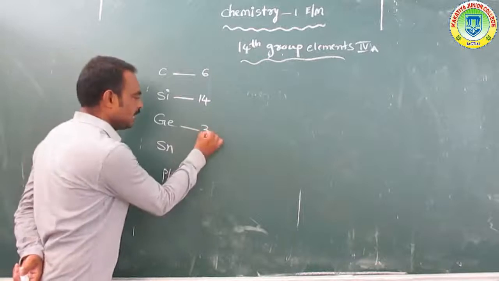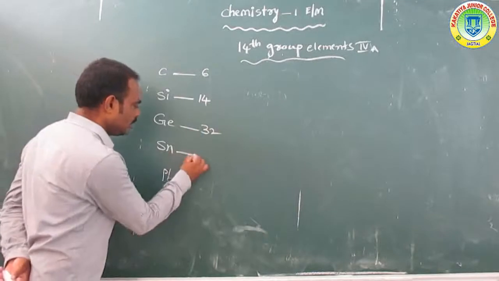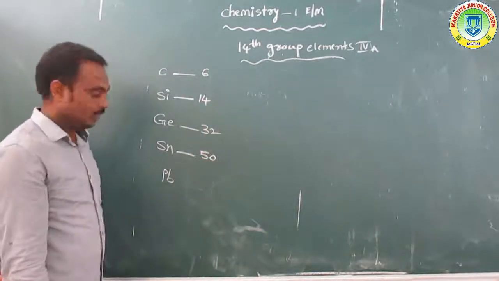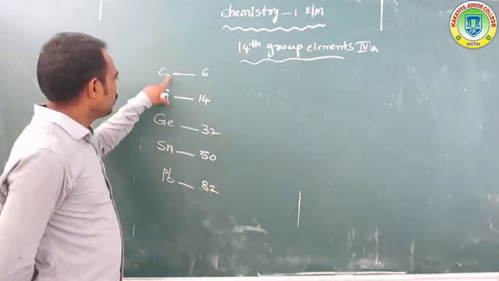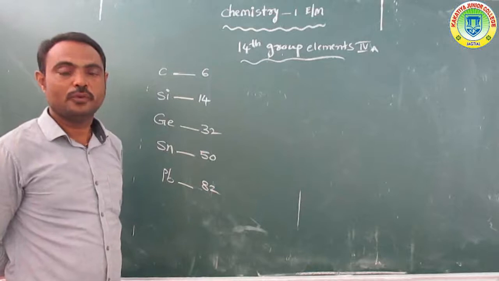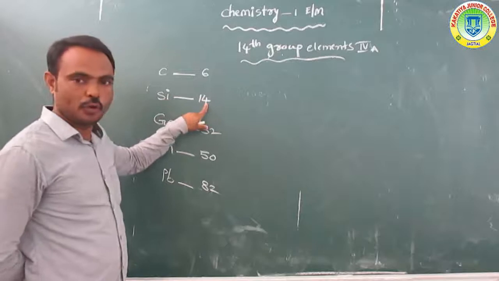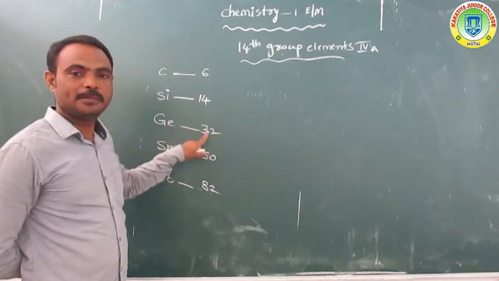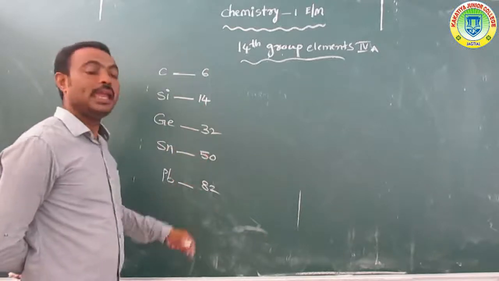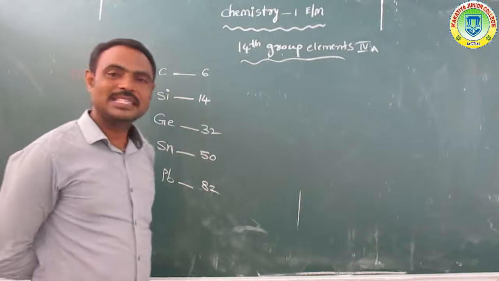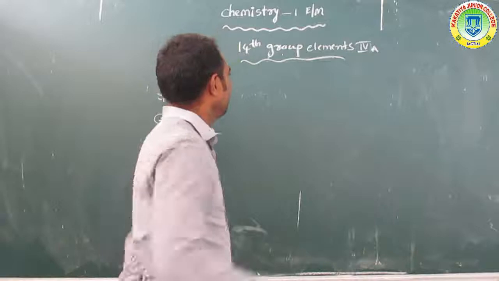Next, germanium 32. Tin 50. Lead 82. These are all atomic numbers of 4th A group elements: carbon 6, silicon 14, germanium 32, tin 50, lead 82. What is the general electronic configuration of 4th A group elements?